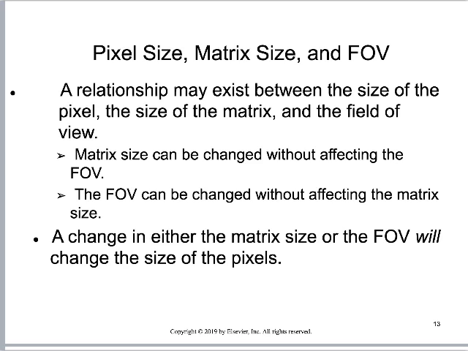So what we're saying is that these three are related: pixel size, matrix size, field of view. Only field of view do we have control over. We're saying they're all related, but there's only one that we can control. So there's a relationship between the size of the pixel, the size of the matrix, and the size of the field of view. The matrix size can be changed without affecting the field of view.